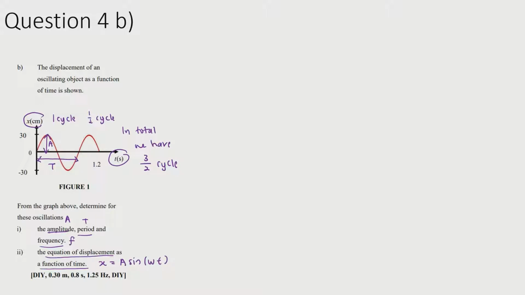Okay, now the amplitude, we do one by one. So the amplitude is the maximum displacement, which is 30 centimeter or 0.30 meter in SI unit. So what about the period? So the period is the time taken divided by how many cycles. So the time taken is 1.2 second divided by 3/2 cycle, which will give you 1.2 divided by 3 times by 2, which will give you the answer of 0.8 second.